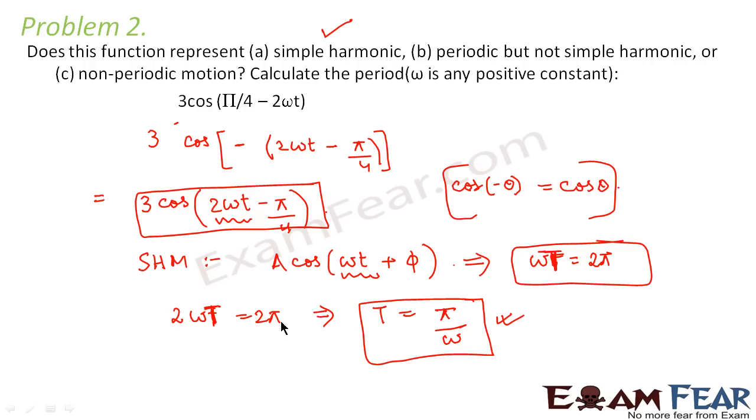What is the concept behind how we get this equation? It is nothing but cos theta is equal to cos of theta plus 2 pi. The initial phase was pi by 4, and when it increases by 2 pi, the value becomes the same. So this increase, that is 2 omega t, should be equal to 2 pi for the motion to repeat its pattern over and again. So 2 omega t was equal to 2 pi, and therefore we get the time period as pi by omega.